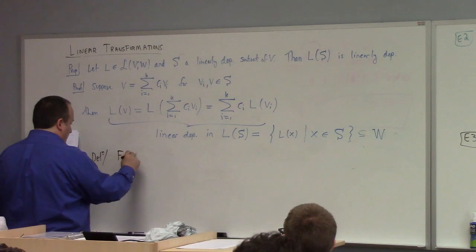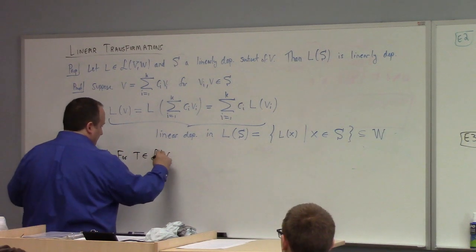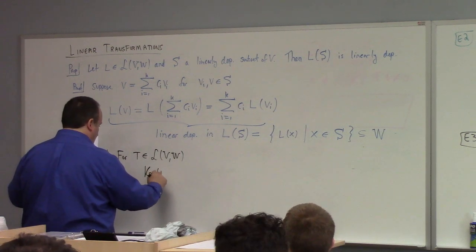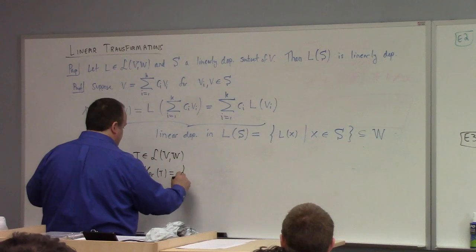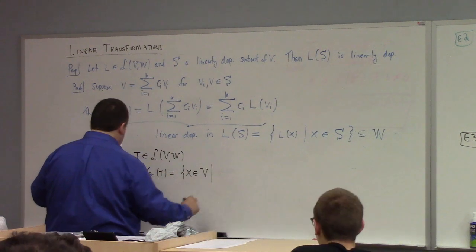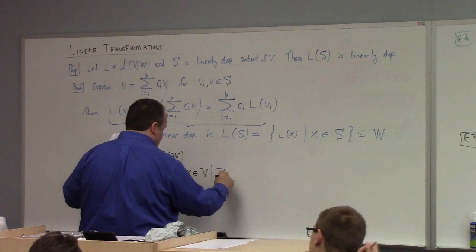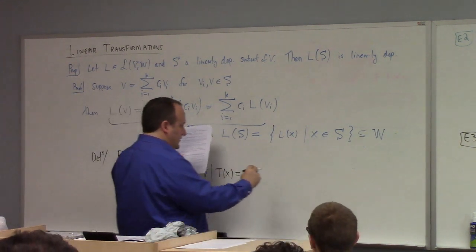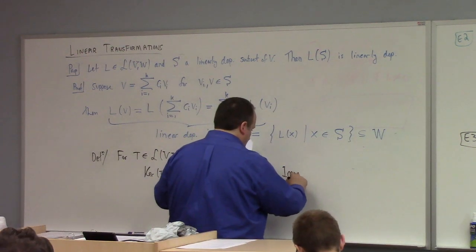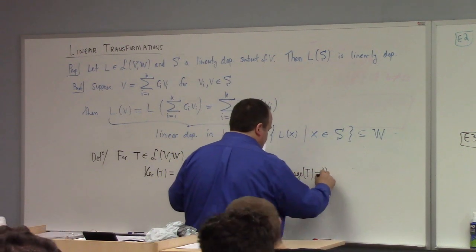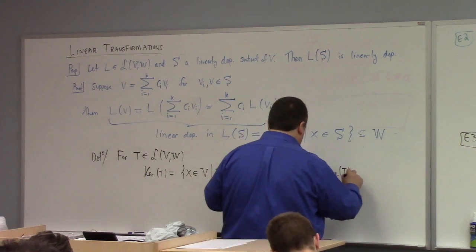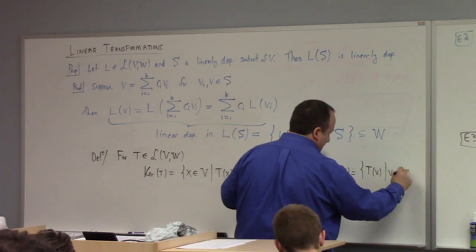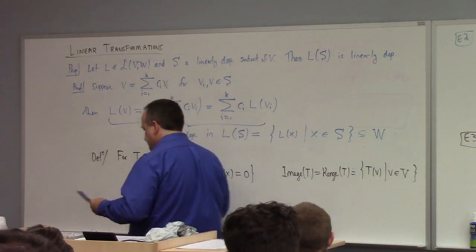For T, a linear transformation from V to W, we define the kernel of T as equal to x in V such that T of x is equal to 0. In contrast, the image of T, also known as the range of T, is equal to T of v such that v is in V. Right?